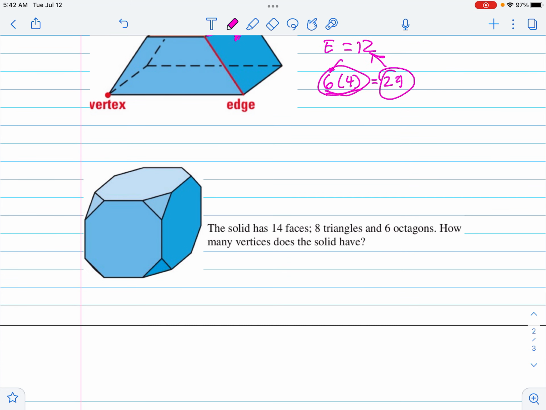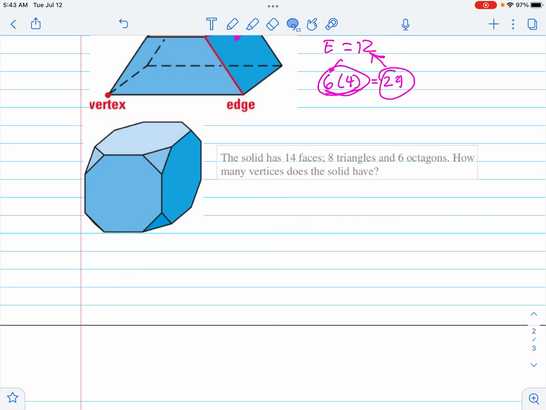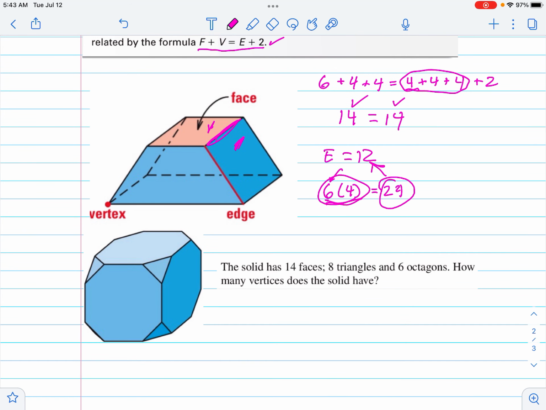Okay? So let's look down here and see what we have. Let's try this one. Let me move it up here a little bit. Okay? So first of all, we've got 14 faces. We've got 8 triangles. So let's see how we would use this Euler's formula. First of all, straightforward, they say 14 faces. Now, what we want to do is find the number of vertices. So that's going to be our variable here.